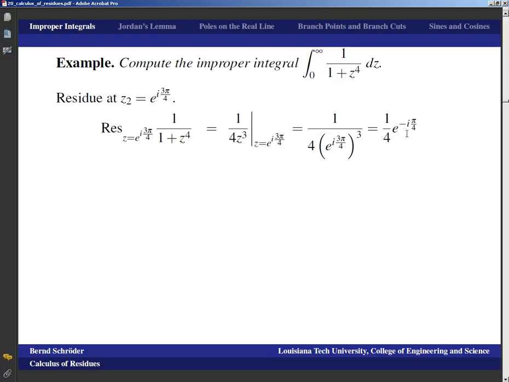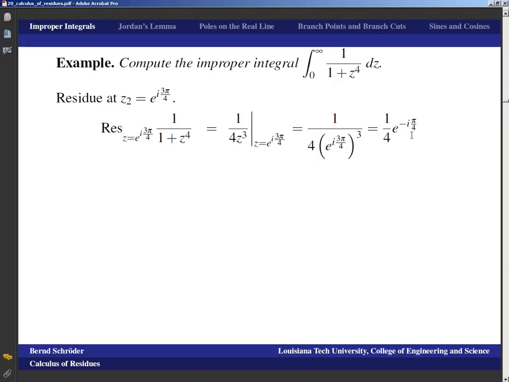And that's the same as e to the negative i pi over 4, because 9 pi over 4 is of course 8 pi over 4 plus pi over 4, and the 8 pi over 4 is a 2 pi that doesn't do anything in the exponential. Still have the 1 over 4 here.